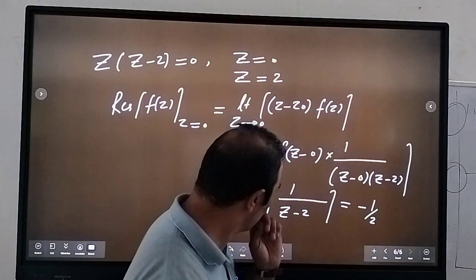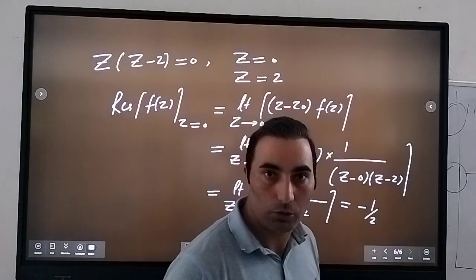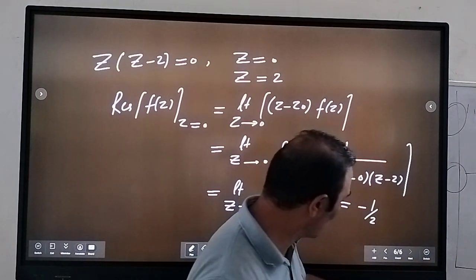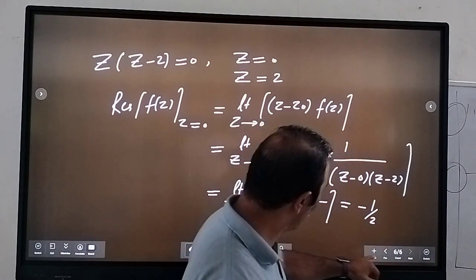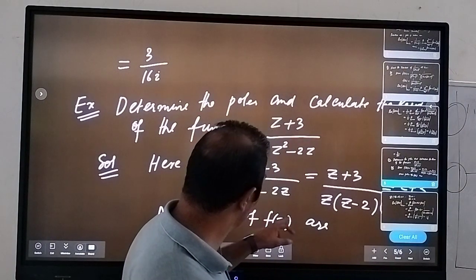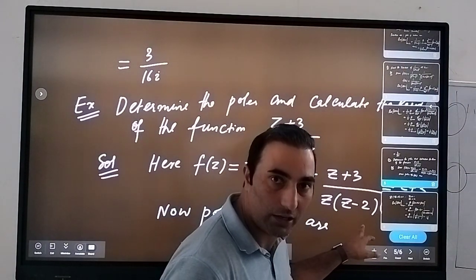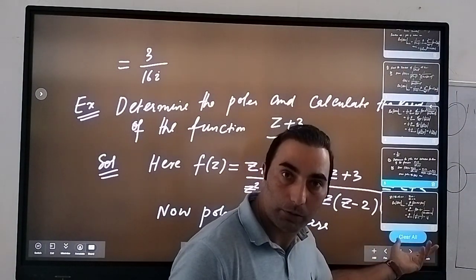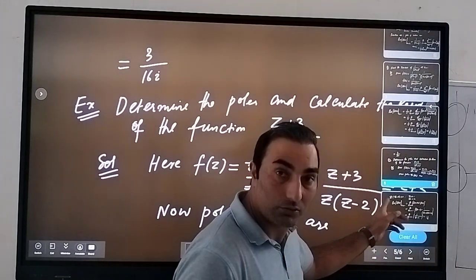That's minus 1 by 2 because z equal to 0, so this is minus 1 by 2. So this is the pole corresponding to z equal to 0. And similarly, the second term, you can see here, the second pole exists at z equal to 2, but that's also a simple pole because its power is 1, right?